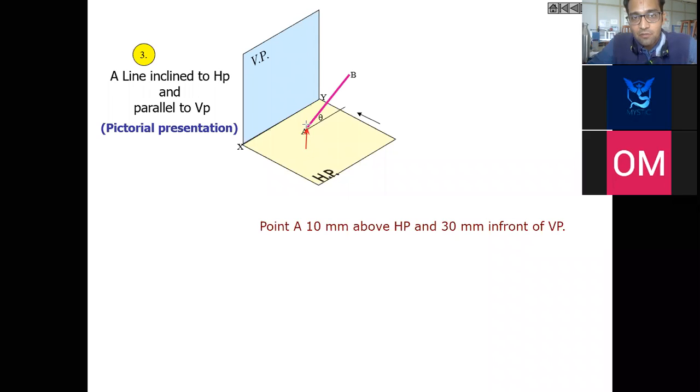So this is going to be the position of point A, 10 mm above HP and 30 mm in front of VP. I hope you are able to see that. If I want to project this point, then it can be projected like this. I'll show you also how we are drafting this problem.